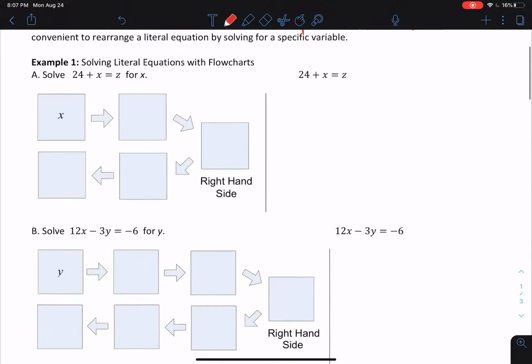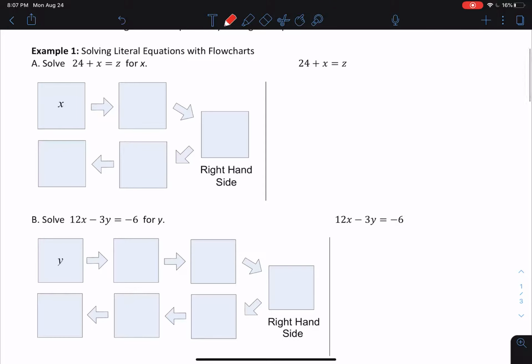Let's start by going back to flowcharts and talking about the story of our variable. What's happening to our variable? So for example, in A, we want to solve 24 plus x equals z. There you see your two variables. We have an x and we have a z. We want to solve this literal equation. We want to solve it for x. So we want to get the x by itself. So what's happening to x? Well, 24 is being added to x, and then we end up with z on the right-hand side.